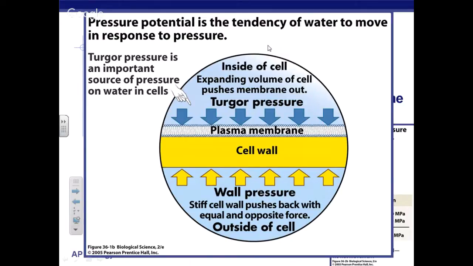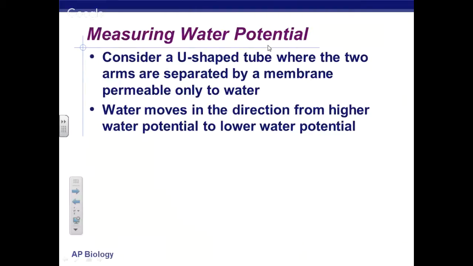All right, so here's our cell membrane and here's the cell wall. And the turgor pressure itself is the pressure that's being exerted by the cell membrane on the cell wall, and we have this wall pressure anyway. The point at which those are zero, there's no more net movement of water.